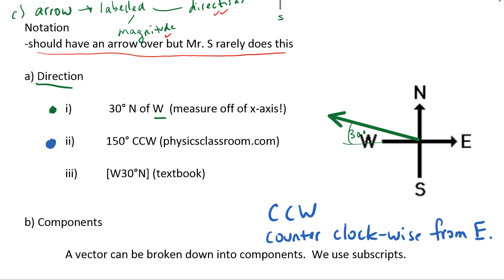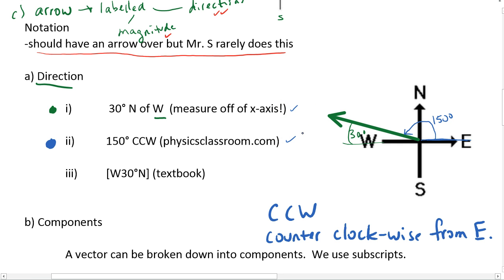So you'll see that this actually means it's the same direction. Starting looking from east, and now we're going to go 150 degrees this way, counterclockwise. It's actually the same arrow, isn't it? These are two different ways of talking about the exact same thing.